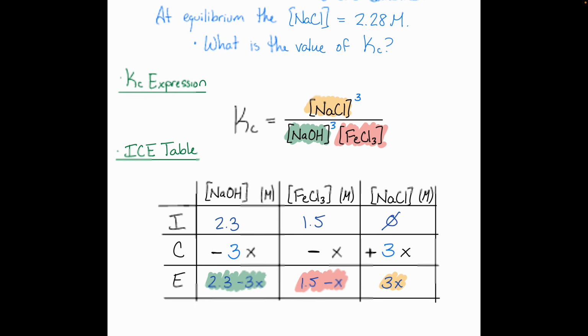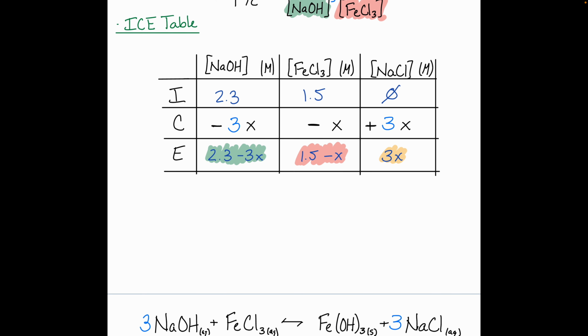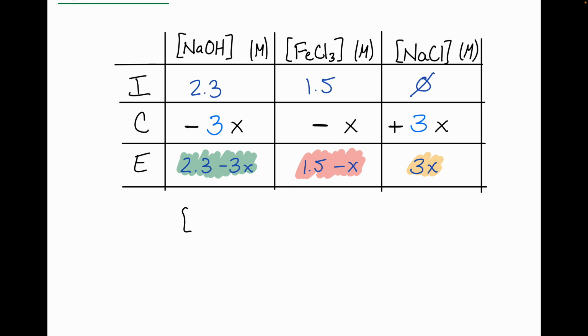Okay. In this case, I can solve for x because I know the value of one of those boxes. Which one of those boxes do I know? Green, red, or orange? The orange one. So this problem tells me that at equilibrium, the concentration of that product is that 2.28. Okay. So my concentration of NaCl at equilibrium from the problem, that 2.28.